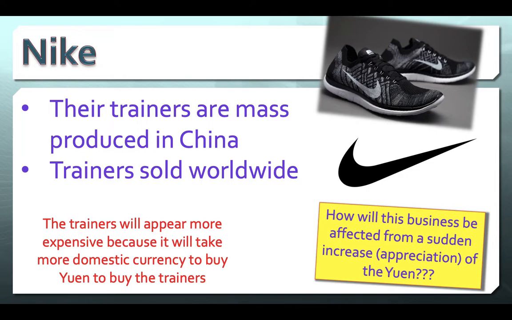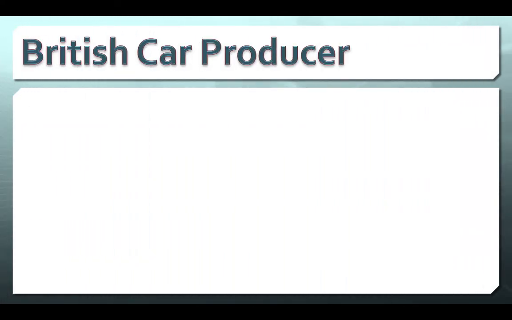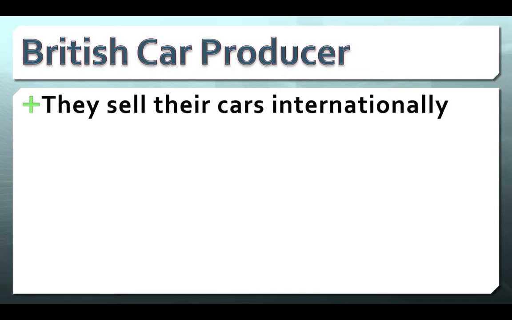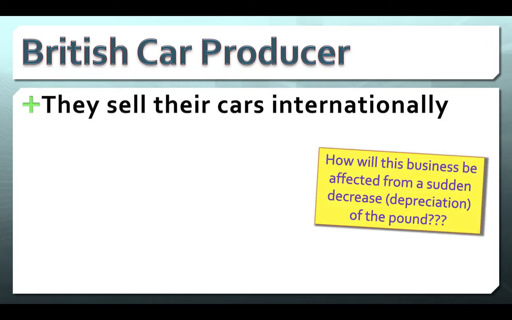Okay, let's have another example. So let's say we've got a British car producer that's producing cars in British factories and then selling them around the world. They are exporting them around the world. So they sell their cars internationally, and now there is a sudden decrease, a depreciation of the pound. So the pound got weaker. The pound has been notoriously weak for the last 2 or 3 years since the Brexit vote. So what would be the effect of a weak pound or a depreciated pound? Have a think, 5 seconds, and then we'll share our thinking.